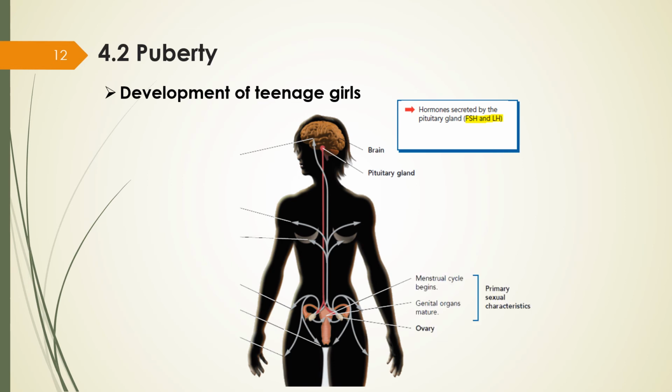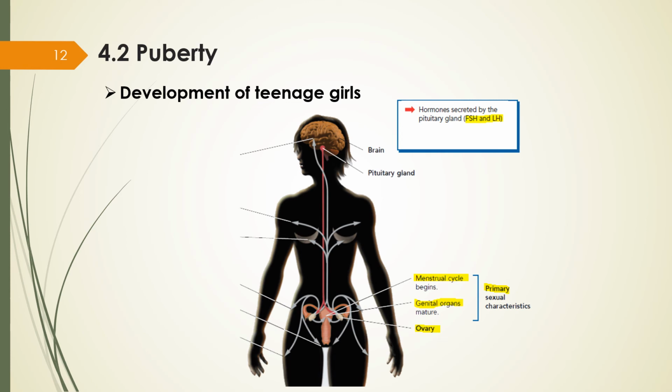What's going to stimulate? It's going to stimulate the primary sexual characteristics. What are the primary sexual characteristics? They are the characteristics that involve the ovary itself. So it's going to act directly on the ovary. What's going to happen? The menstrual cycle begins and the genital organs mature. So the primary sexual characteristic basically starts when you first get your period, or your menstrual cycle begins, and it also matures your genital organs.